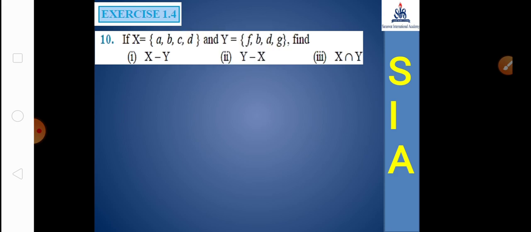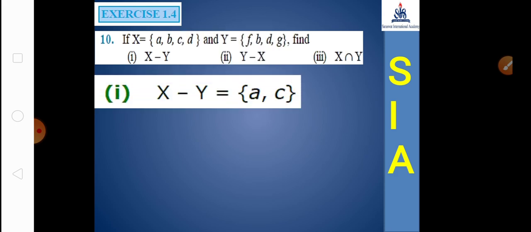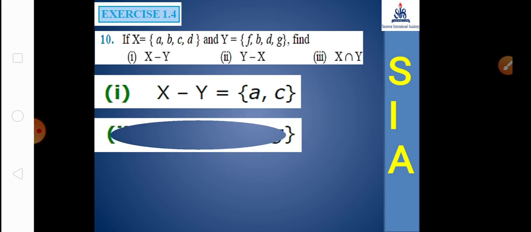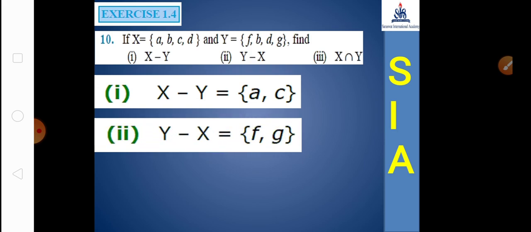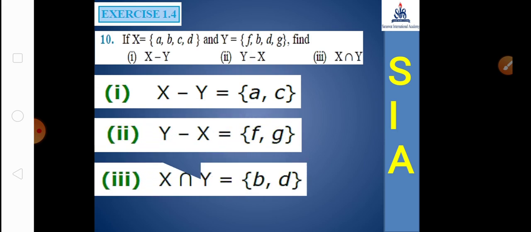10th one, X minus Y, same examples. A and C answers. Y minus X, so Y elements are subtracted from X. And X intersection Y means what? It is the common element between X and Y. Students, I again repeat, common elements. Intersection means common elements of B and D.